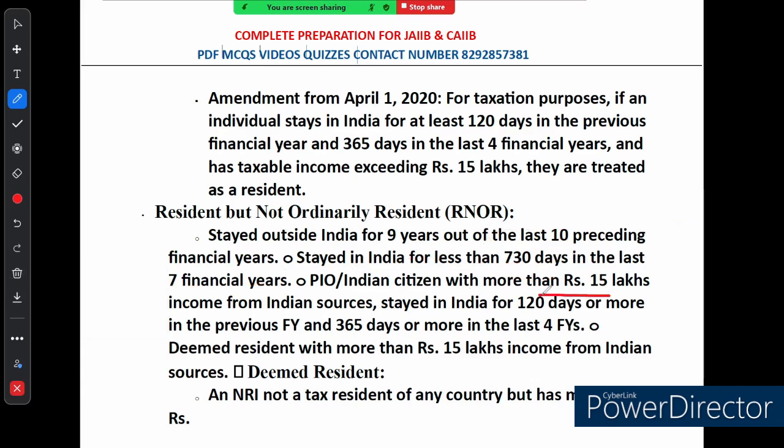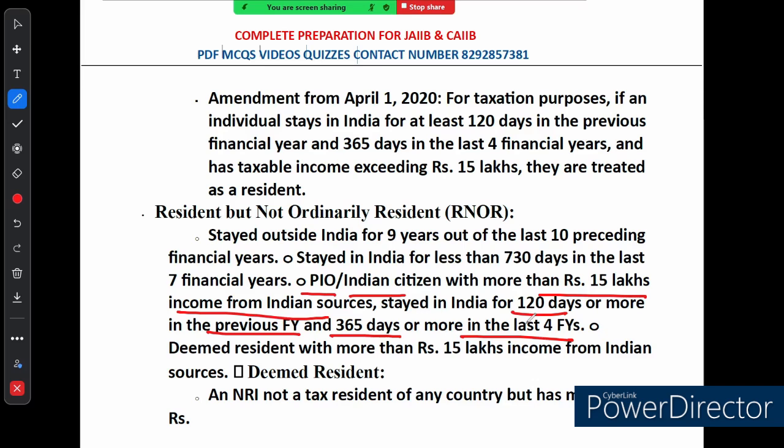Now the third condition is income over 15 lakh from Indian sources. If you are a PIO, meaning a person of Indian origin, or an Indian citizen, and you have more than 15 lakh in income from Indian sources, you will be considered an RNOR if you stayed in India for 120 days or more in the previous financial year and 365 days or more in the last 4 financial years, right? So these are the conditions.